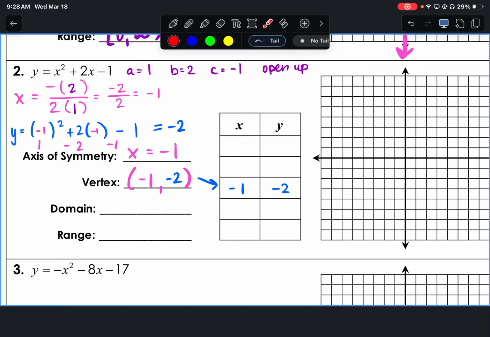What is a number that's smaller than -1? -2. What about smaller than -2? What is a number bigger than -1? 0. Then we need to put 1. So I want you to use your graphing calculator and fill in that table for me. Go to y equals. Clear it out if there's something there. Type in x squared plus 2x minus 1, and find your table and fill it in.